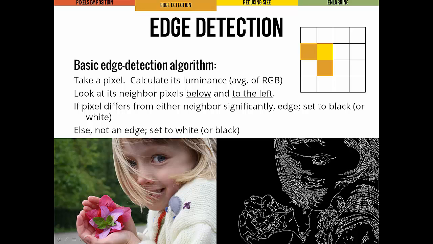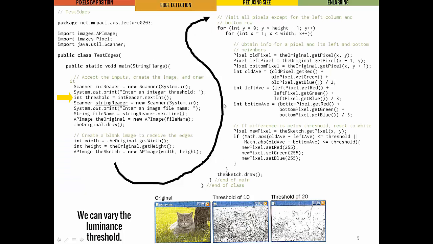That integer is a threshold. Okay, that lets us experiment with different thresholds of the luminance, how sensitive we want the program to be. And then it'll display the original image and the new image. You can see we set the threshold for the luminance right here. Int threshold equals intReader.nextInt, where intReader is our scanner object.